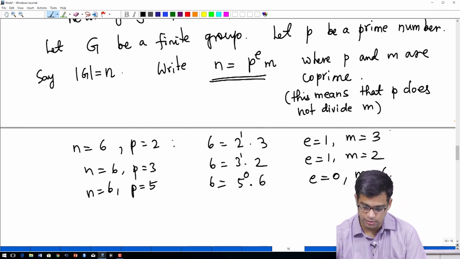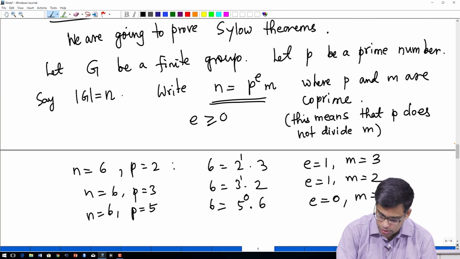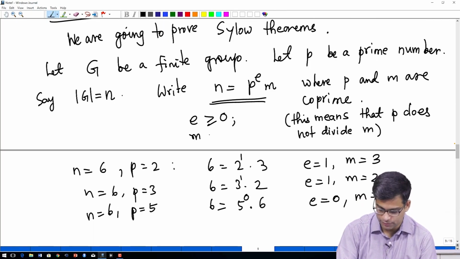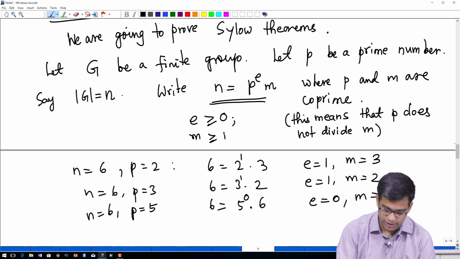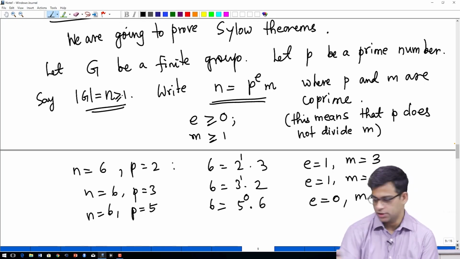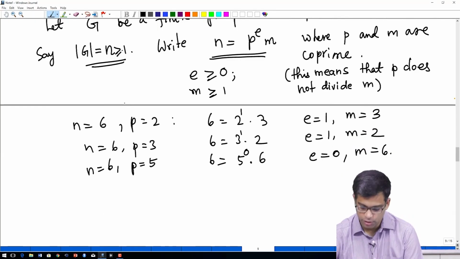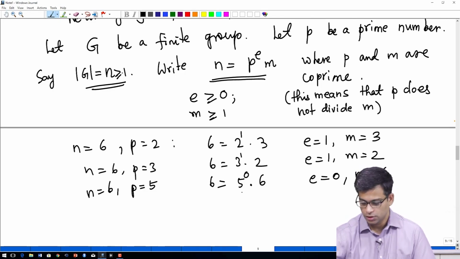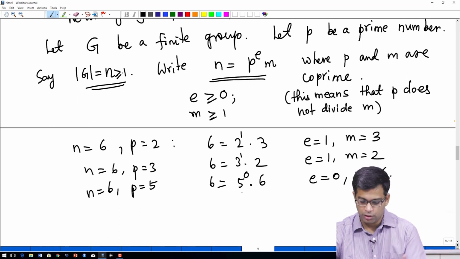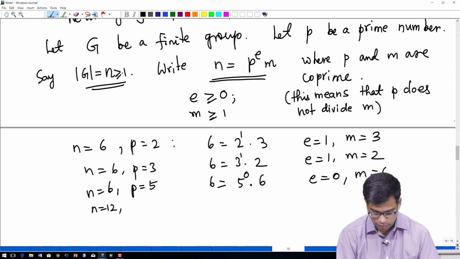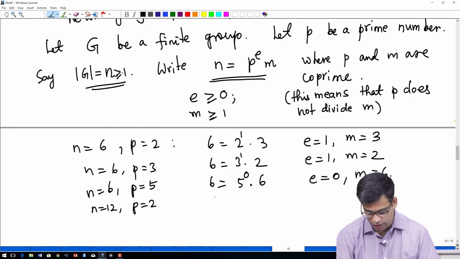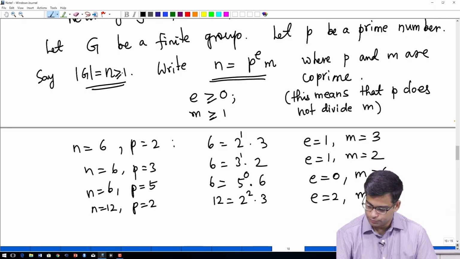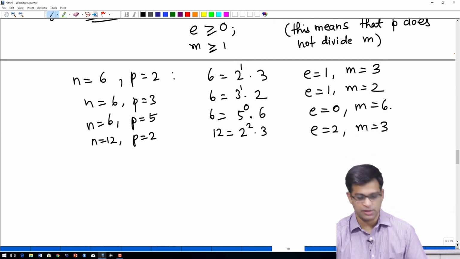So in this description, e is always non-negative, right, and m is always at least 1. So n is at least 1. So it is a finite group, so it must have at least one element. So we have this situation. So we simply look at how many times p appears in n. It may not appear at all, like when p is 5 and n equals 6, or if n is 12 and p is 2, we have 12 equals 2 squared times 3. So e is 2 and m is 3. So we simply look at how many times a prime appears.